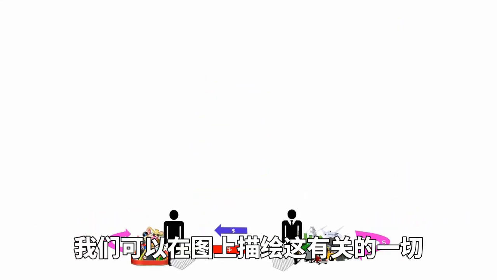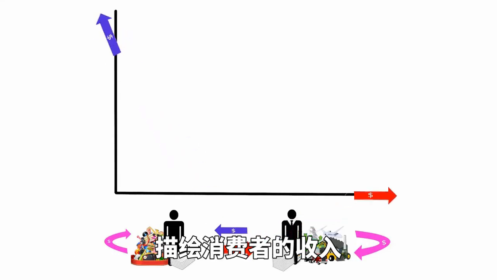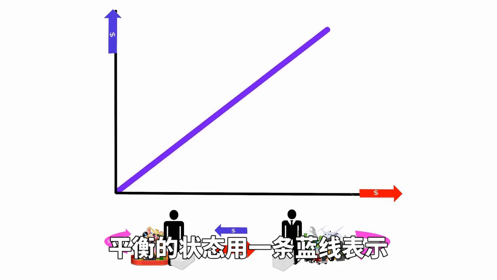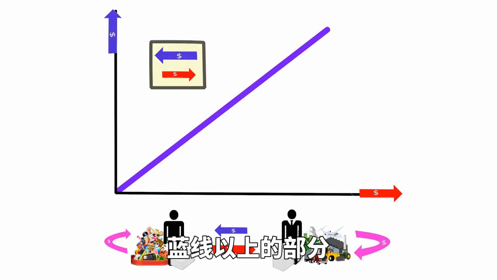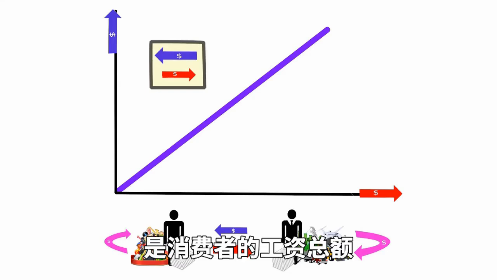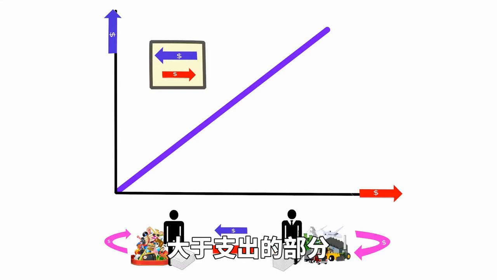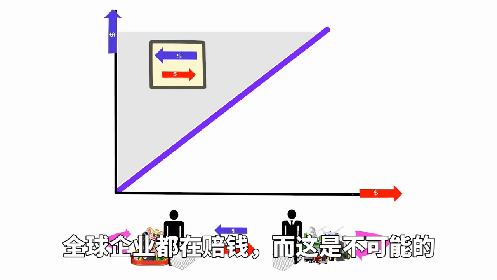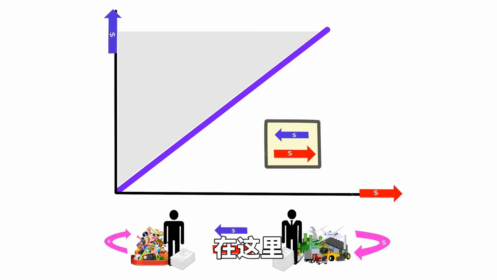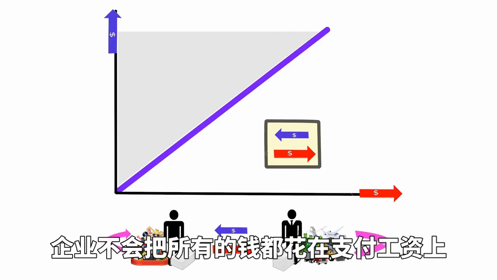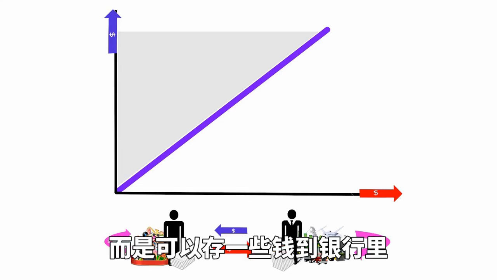We can represent everything on a graph, representing the income and the spending of the consumers. And the balanced states are represented by a blue line at a 45-degree angle. Above the blue line is where the total wages of the consumers are greater than their spending. So it is a case where globally the businesses are losing money, and it's not possible. Below the blue line, below the balanced state line, is where businesses don't spend everything in salaries and can save some money and put it in the bank.